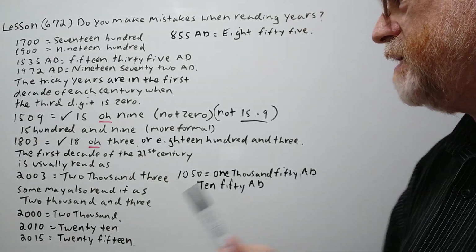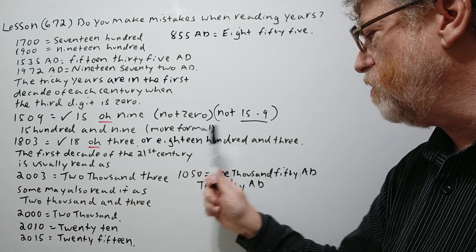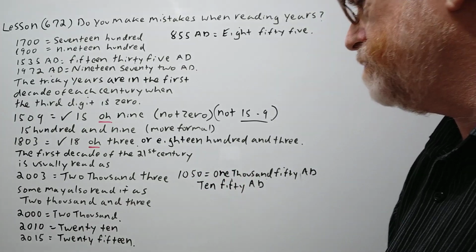Okay. Same thing again. That would be read as 1803 or 1803 in the more formal sense.